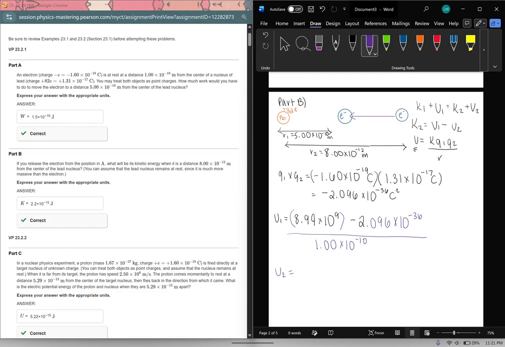This is the final potential energy basically. It's basically the same thing we wrote for U, for potential, and the bottom is going to be a little different because the R2 for this one is 8.00 times 10 to the power of negative 12. So I'm going to put it in my calculator and solve them.